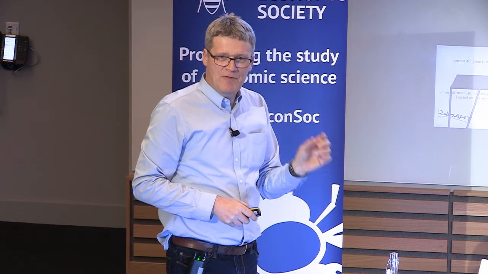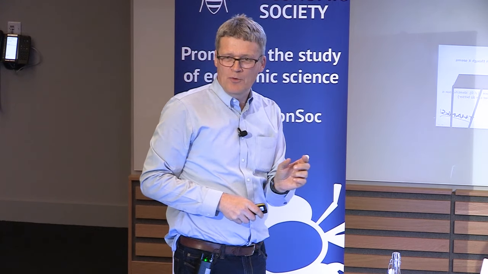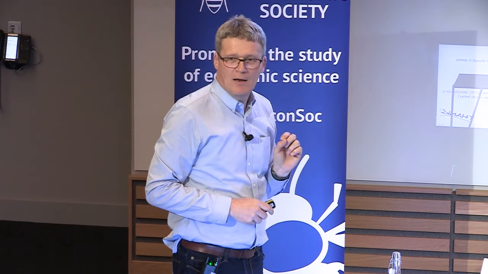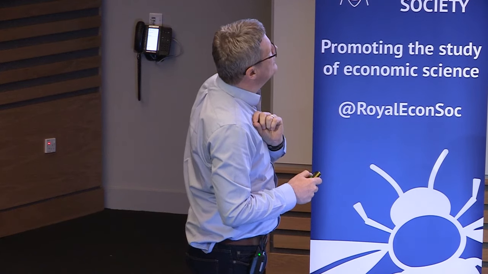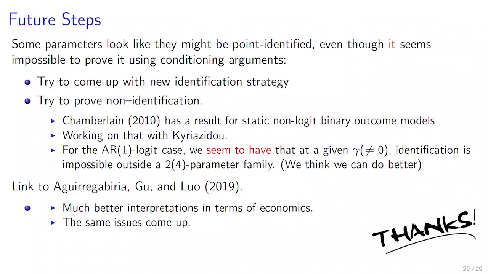Okay? And so I have started doing some of that work with Katerina Kyriazidou, where we say, well, gee, we have these parameters. It looks like they're identified, but we don't know. We have not been able to prove that they are, so let's try to prove that they are not. Right? And we have made a little bit of progress in just the simple case where you have an AR(1) model, just one lag, and where we think that it is only point identified if you have a logit. We haven't quite been able to prove that.